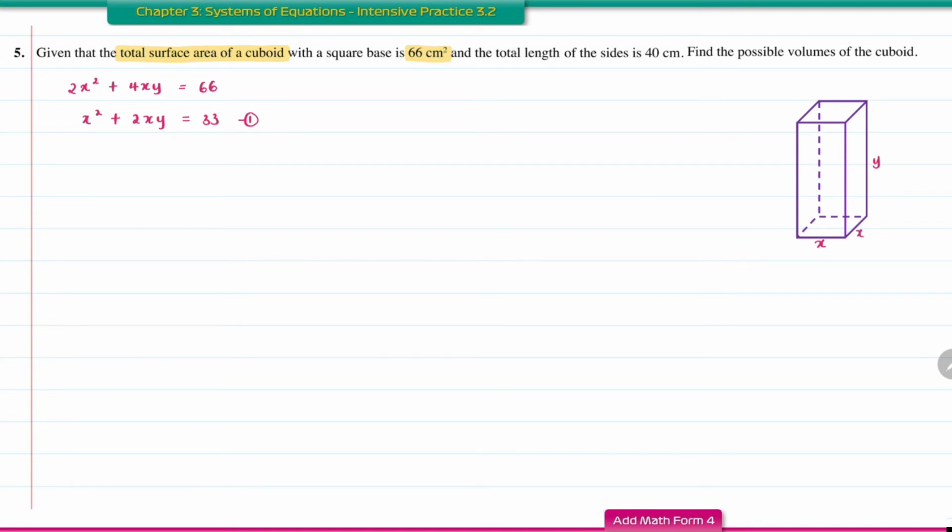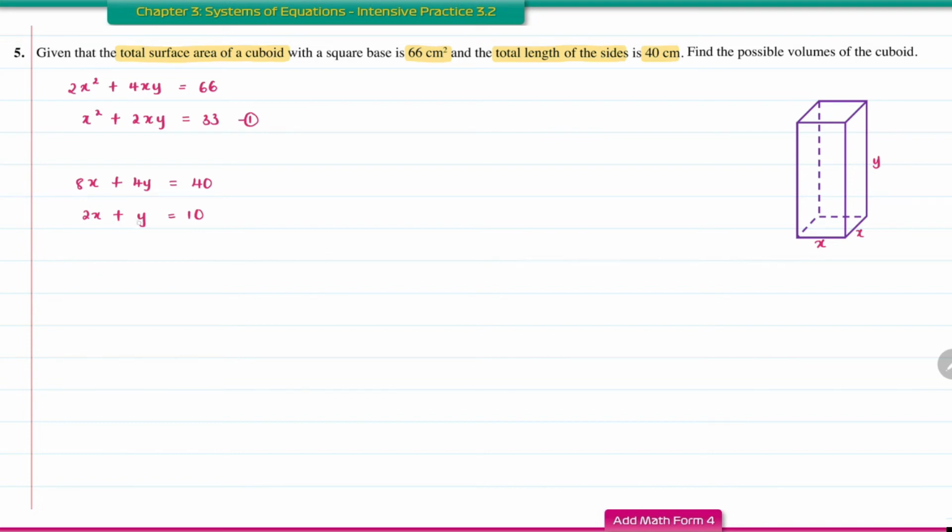And the second equations will be the total length of the side is 40 centimeter. Now, as the bottom and the top is in the form of square, therefore the total length for the bottom will be x plus x plus x plus x, which is 4x, and top of it is another 4x. So therefore, from there you're going to have 8x. And for the height, which we label as y, and you have 4 of it, therefore it's going to be 4y. So we sum up all of these sides, it will give you the answer of 40. Alright, so these equations we are able to simplify it as well by dividing every term using number 4. Therefore here you're going to have 2x plus y equal to 10.